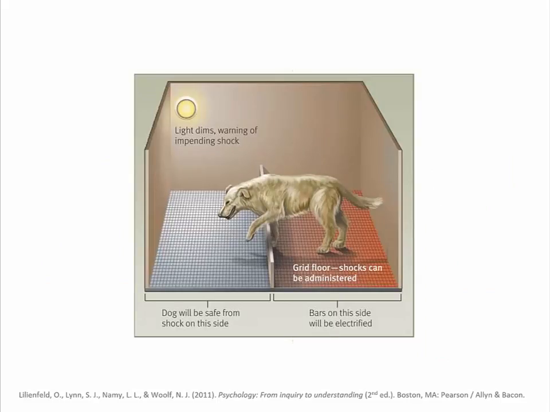One day later, all 24 dogs were tested in a shuttle box. In a shuttle box, the floor that the dog is standing on becomes electrified 10 seconds after the light switch is on. To avoid a shock, the dog just needs to jump the barrier to the other side within 10 seconds. Each dog was given 10 trials in the shuttle box, and the data that Seligman and Maier collected looked something like this.